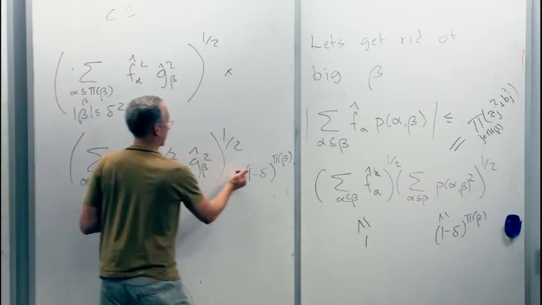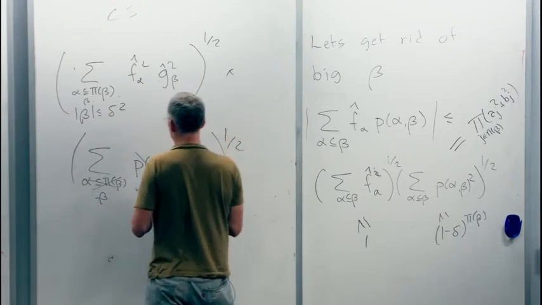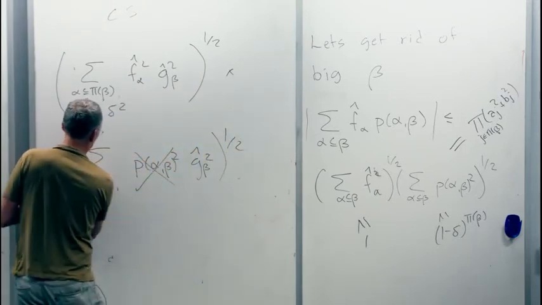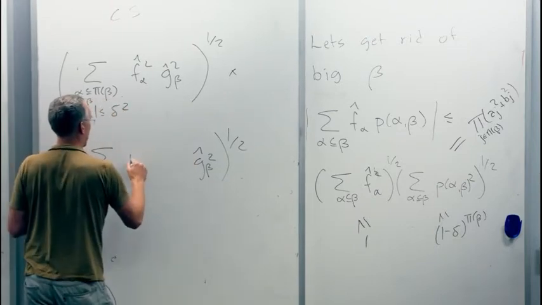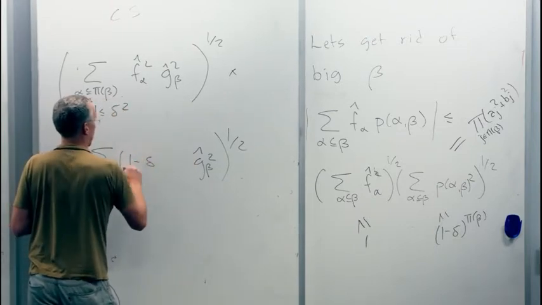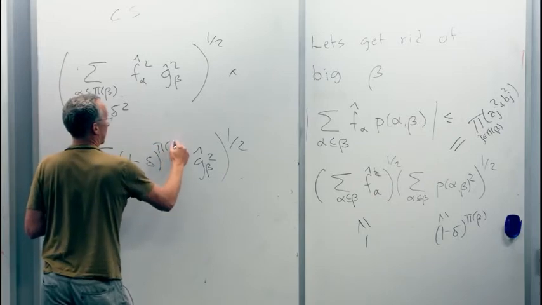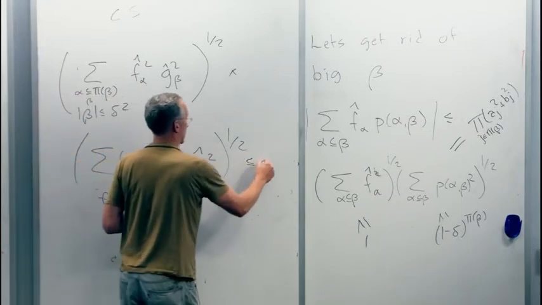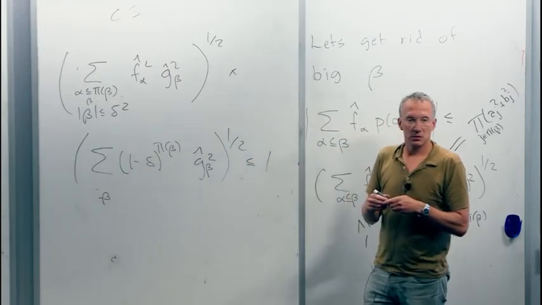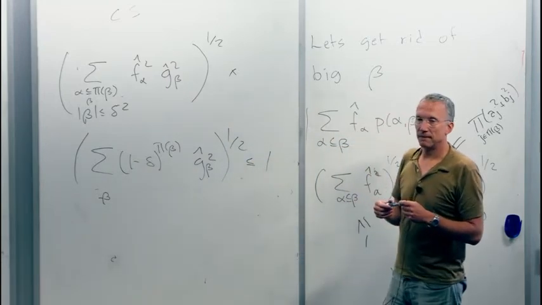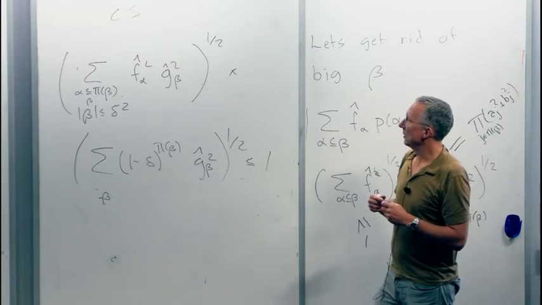Well, sorry, so I'm right. If we're summing this, we can remove this sum, and then we get 1 minus delta to the pi of beta, and then we actually just get that this is smaller than 1, because beta might be a small sum. And in the above part, you don't care about the 1 over beta because beta is small. The size of beta is small.